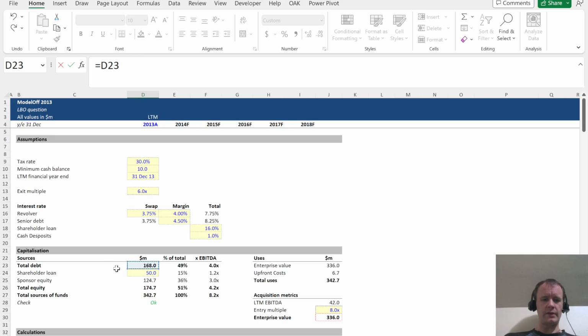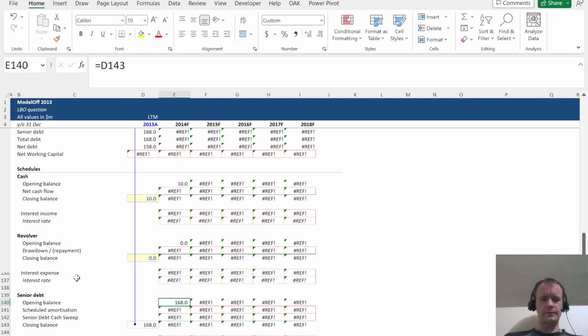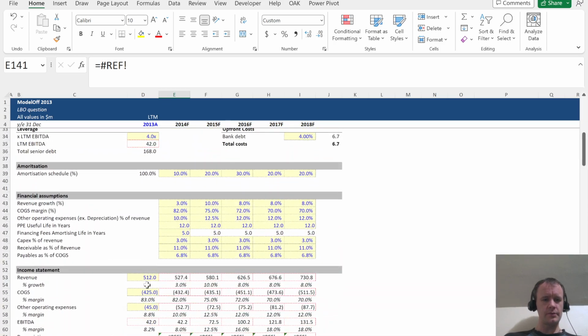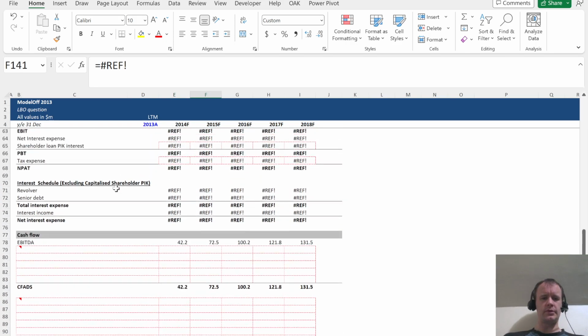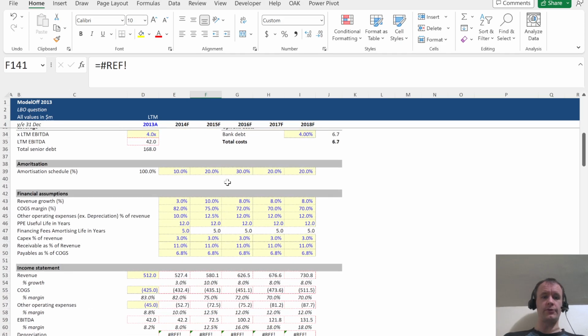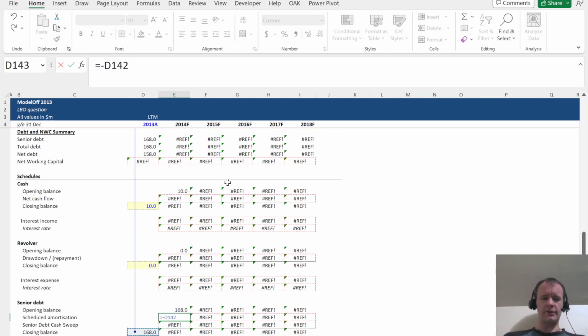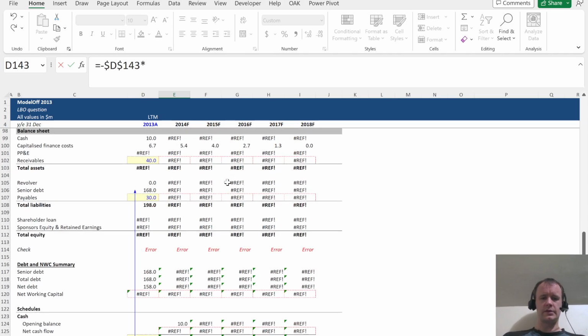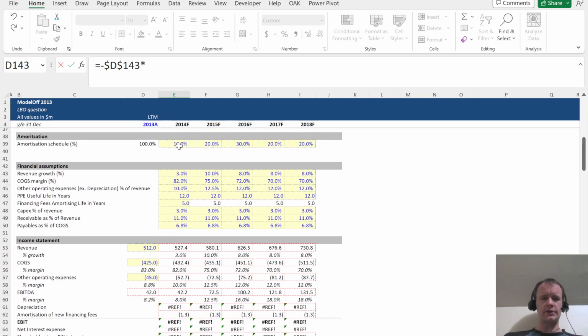Sources, you've got about half of it coming from debt. You've got $50 million coming from a shareholder loan, $125 million from sponsor equity, and that adds up to the total. And I guess that's being checked against the uses for that OK check. So anyway, I'm going to link that in there. And then scheduled amortization. We've got an assumption up here. Yes, amortization schedule. It's a little ambiguously labeled, but I'm sure that is the amortization schedule for the senior debt. So first I'm just going to say minus the opening balance times the percent being amortized in that year.